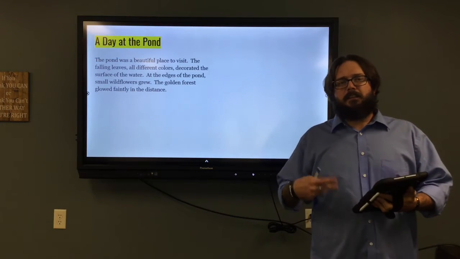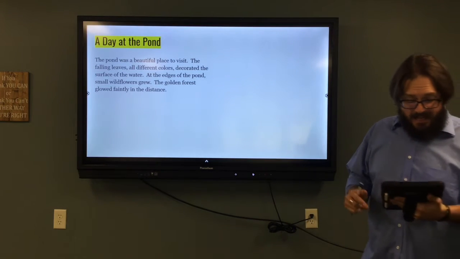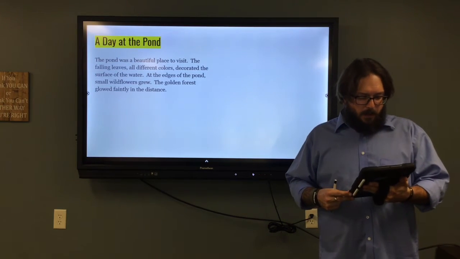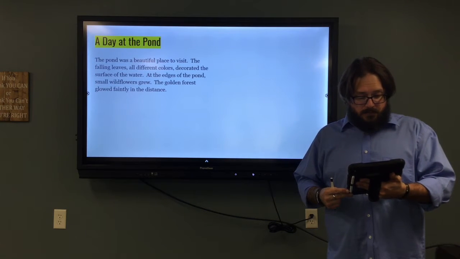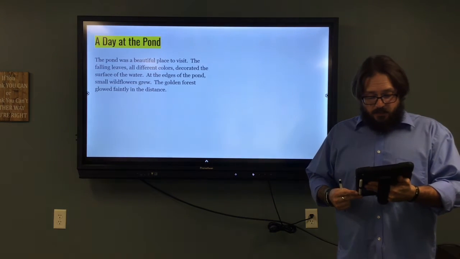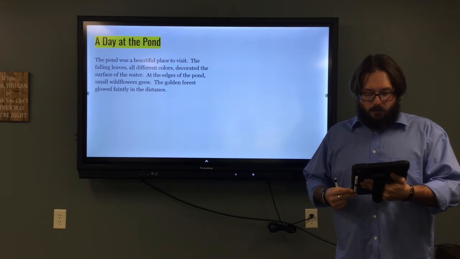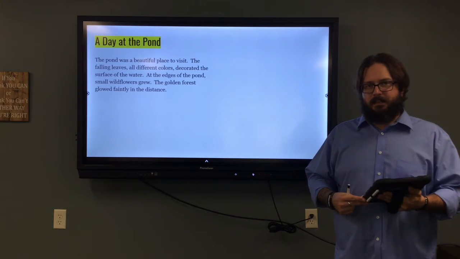Let's look together at an example of a descriptive text. A day at the pond. The pond was a beautiful place to visit. The falling leaves, all different colors, decorated the surface of the water. At the edges of the pond, small wildflowers grew. The golden forest glowed faintly in the distance.